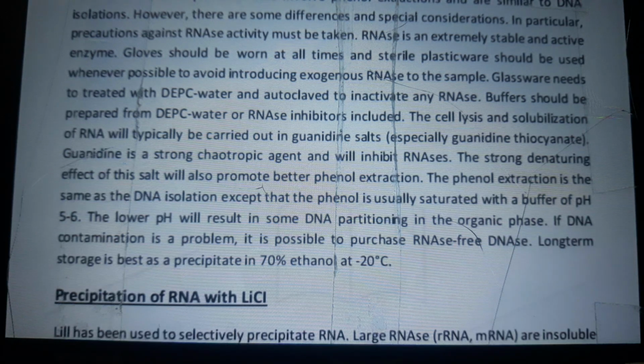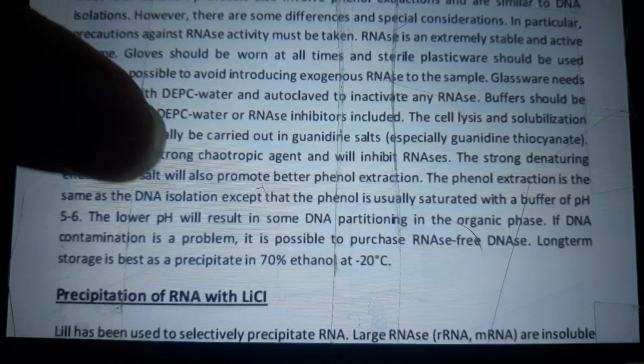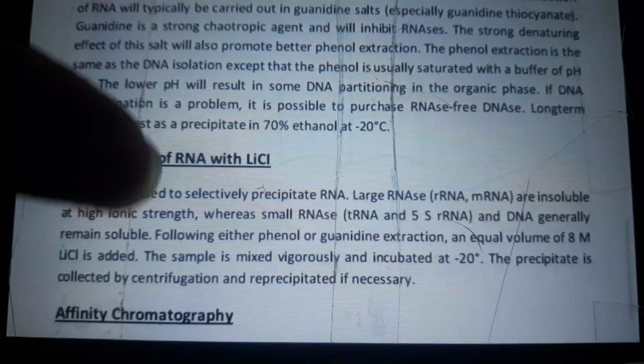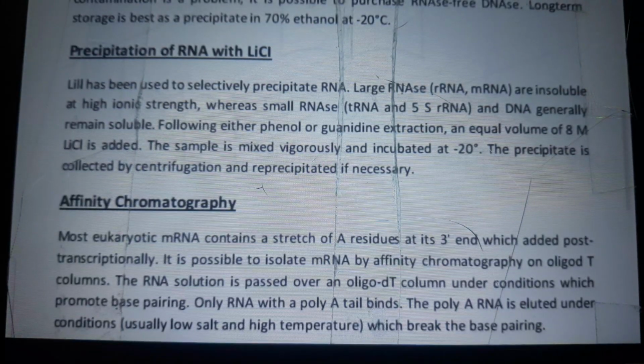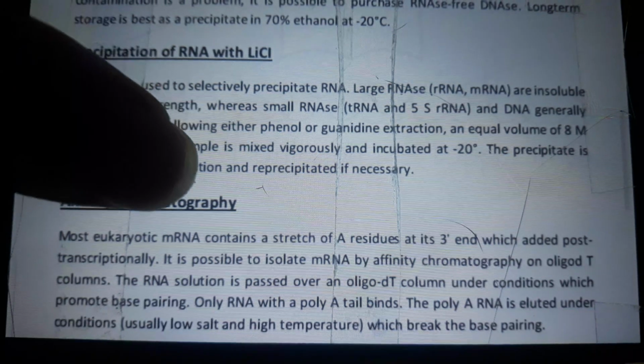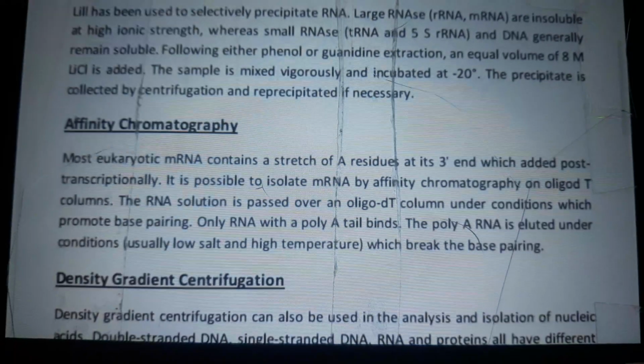The phenol extraction is the same as the DNA isolation, except that the phenol is usually saturated with a buffer of pH 5 to 6. The lower pH will result in some DNA partitioning in the organic phase if DNA contamination is a problem. It is possible to purchase RNase-free DNase. Long-term storage is best as a precipitate in 70% ethanol at minus 20 degrees centigrade.